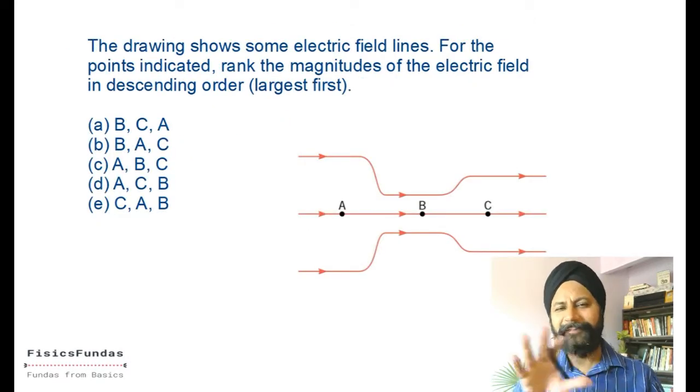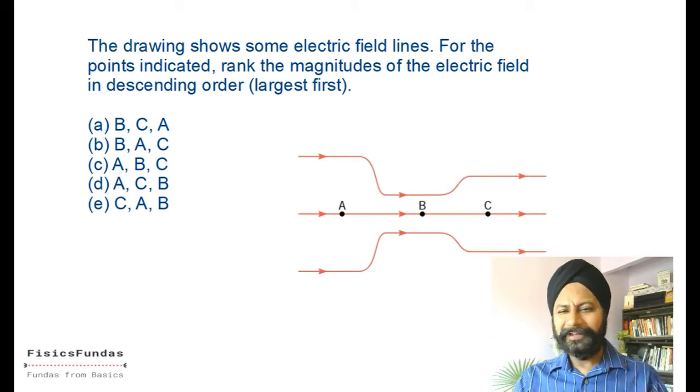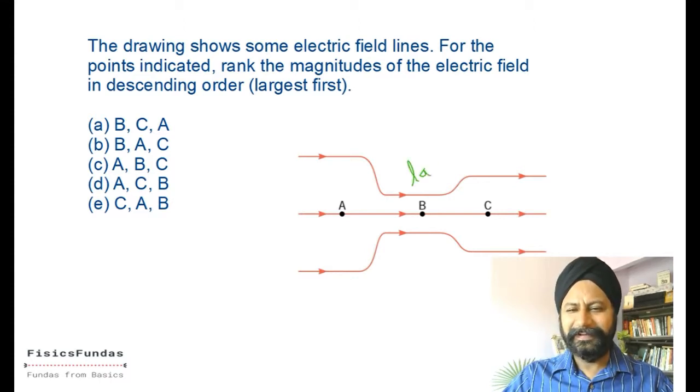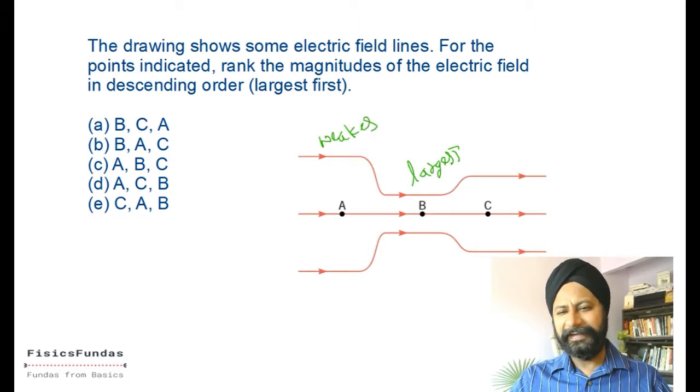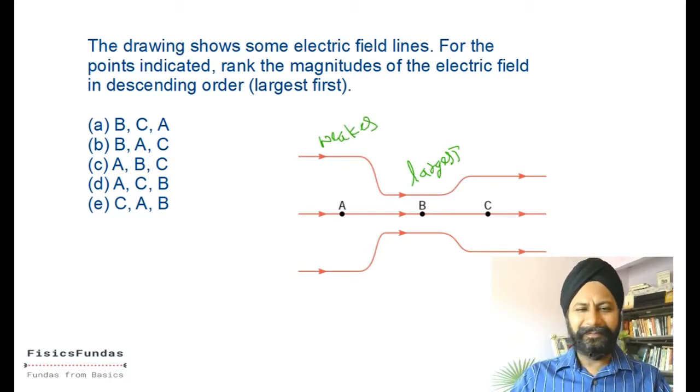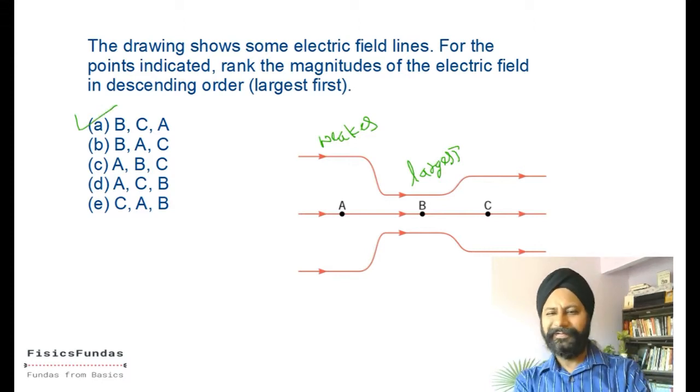देखो अब इसको please again pause the video, think carefully and then return back. Very easy. So largest क्या है? This is the largest, isn't it? क्योंकि field lines are so close and this is the weakest. तो क्या होना चाहिए? B C A, right? B C A, पहला वाला ऑप्शन.